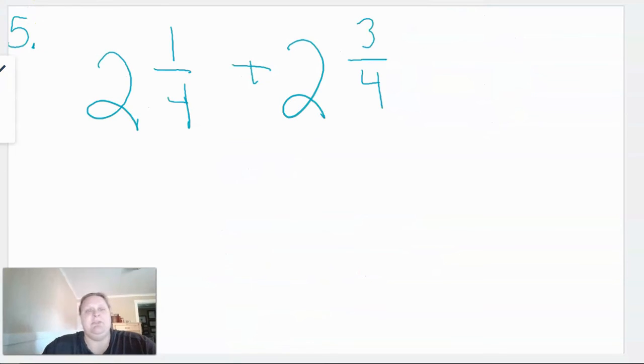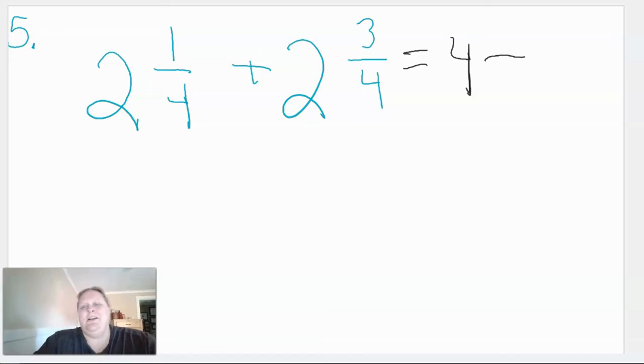All right, for question number 5, we have 2 1/4 plus 2 3/4. So first thing we do is, yes, whole number, 2 plus 2 is 4. Okay, what's the next thing we do? Numerator, 1 plus 3 is 4. And the last thing?